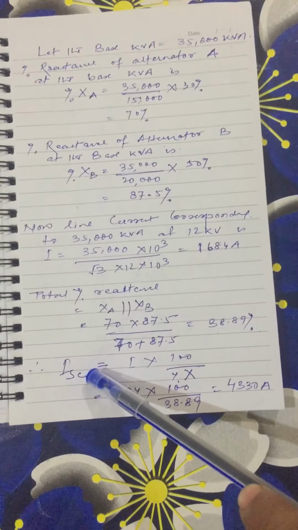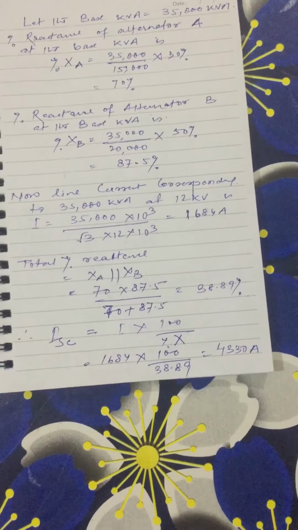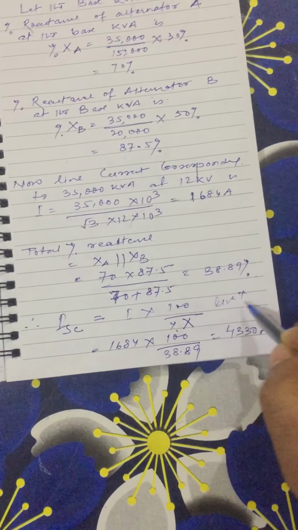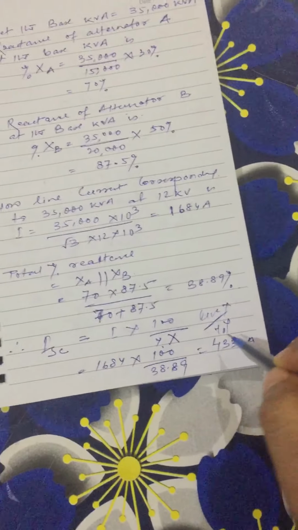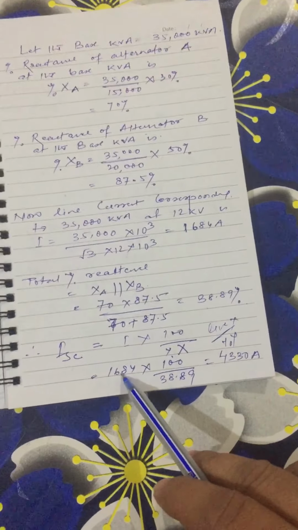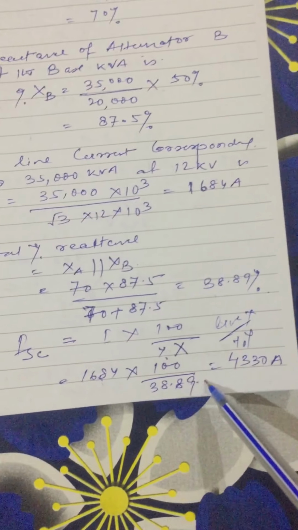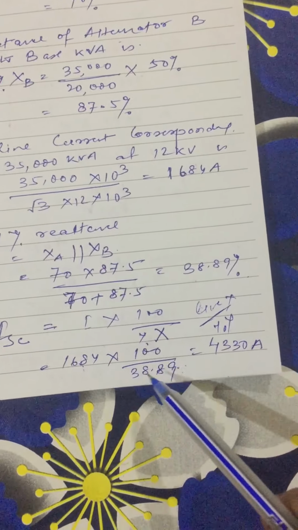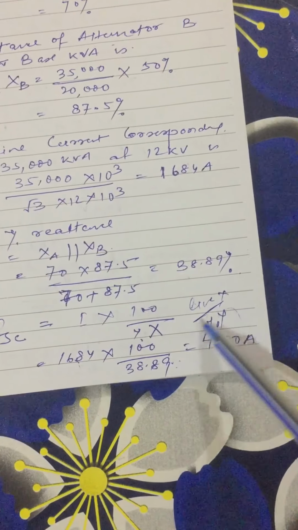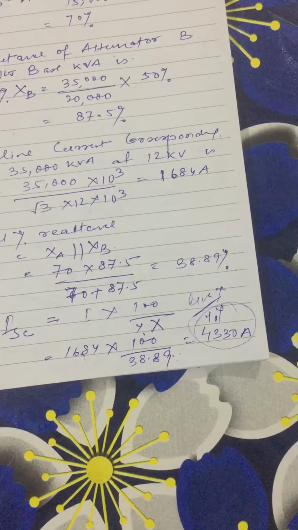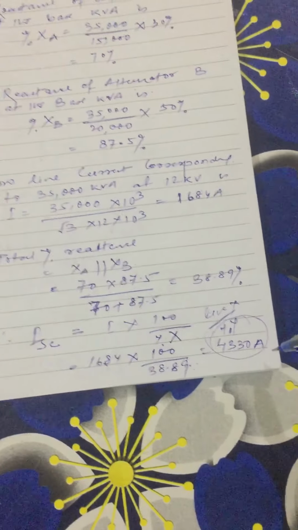So now the short circuit current will come as our line current divided by the percentage reactance. Since the line current came as 1684 ampere and the percentage reactance is 38.89, on the numerator 100 will come. So we get 4330 ampere. So my friend, this is our fault current.